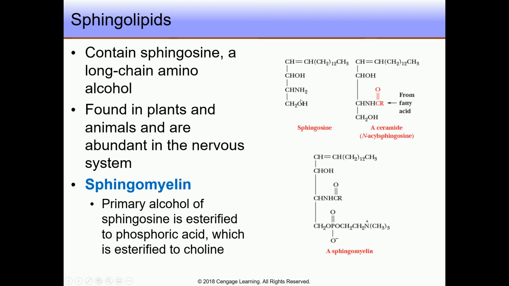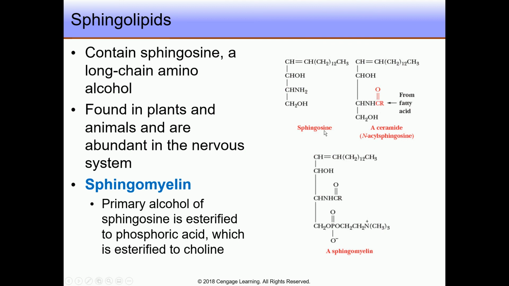These are the carbons. They have 3 carbons, and to this carbon this group is attached, and there is a double bond also here. This is an amino alcohol. To the second carbon is attached the amino group, and to the third carbon is attached the alcoholic group. This is the structure of a sphingosine.